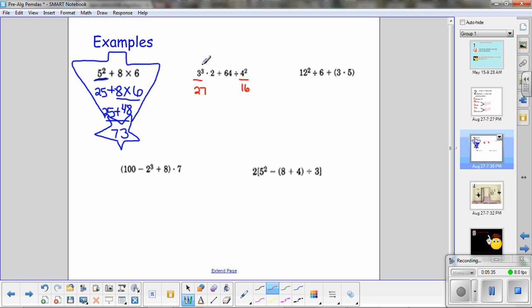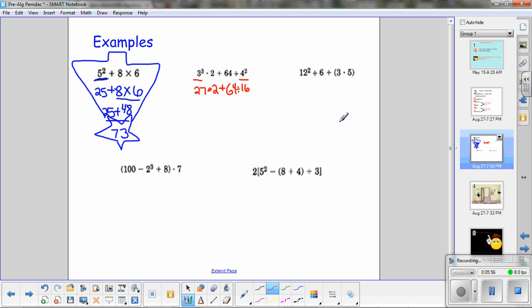So I've replaced those two pieces of the problem with the new number, and then I'm going to go ahead and rewrite the rest of the problem. My handwriting isn't really this bad, but I'm writing with a mouse. Maybe by the end of the year I'll get really good at it.